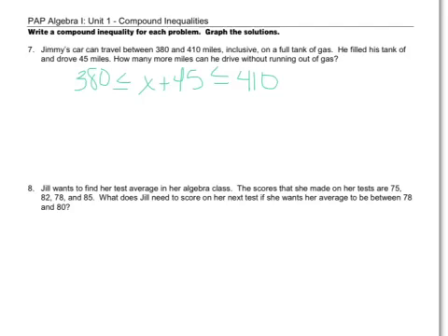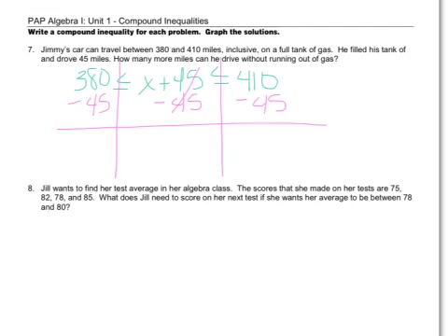So now in order to solve this, I'm going to treat it just like I did the ones on the other page. I'm going to subtract 45, which is what we all thought we had to do to begin with. Here, I have to subtract it here and here. And so 380 minus 45 happens to be 335. And then 410 minus 45 is 365. So what I know is that Jimmy can drive between 335 and 365 miles still before he runs out of gas.